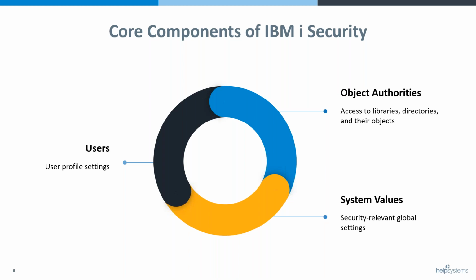We also have object authorities. Some people call them permissions, although we usually refer to IFS as permission-based. In the native world, we tend to talk more about authorities. This is where users are going to gain access to application libraries, of course, folders, directories within the IFS, and the contents of both of those types of containers. And then we also have system values. These are system-wide attributes that control the behavior of many facets of the operating system. And there's quite a few of those system values that are specifically revolving around security.